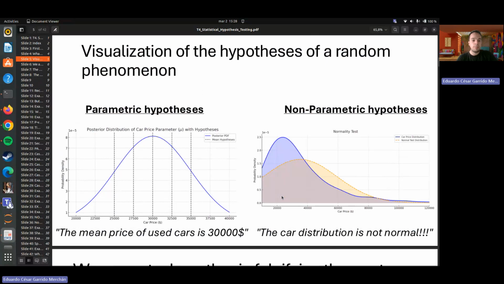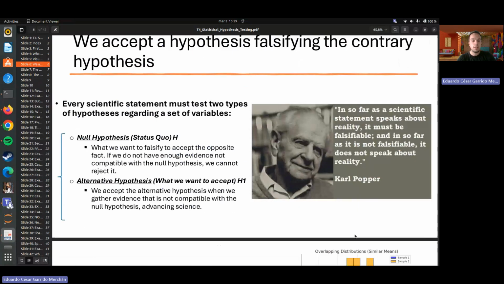We can see it visualized. We can visualize here a parametric hypothesis. Here the vertical lines are different values of the car prices. And we can see as well whether this blue distribution is normal or not. In this case, for example, the blue distribution is not normal because it has a lot of right skewness. So, for example, the Wilcoxon test of normality is going to give us a really low p-value, indicating that the car distribution is not normal.